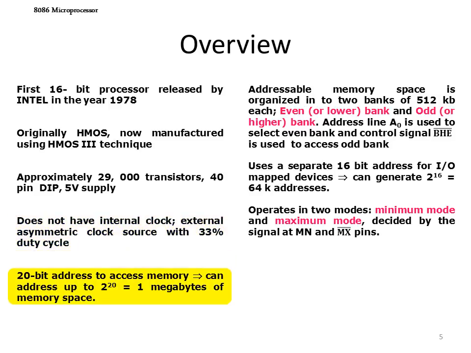The 8086 microprocessor has a 20-bit address bus and it can access up to 2 power 20 equal to 1 MB memory space. The addressable memory space is organized into two banks of 512 KB each, that is even memory bank and odd memory bank. Address line A0 is used to select the even bank and control signal BHE bar is used to access the odd bank. A separate 16-bit address is used for I/O mapped devices, which can generate 2 power 16 equal to 64K addresses. It operates in two modes, minimum mode and maximum mode, decided by the signal MN/MX bar pin.